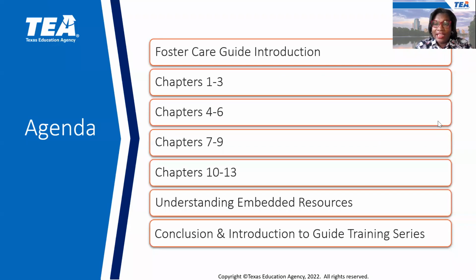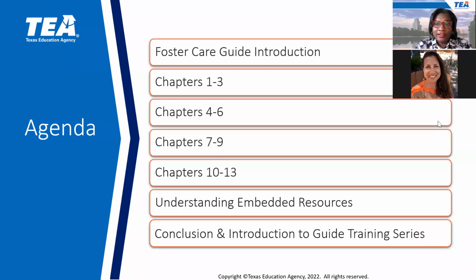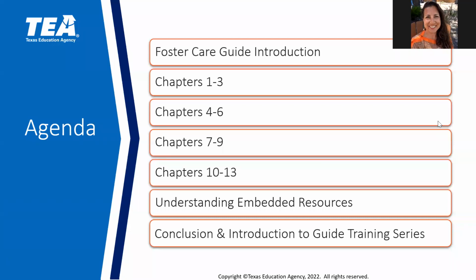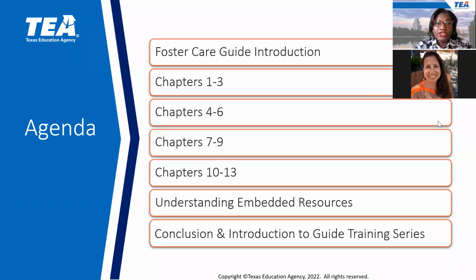Our agenda today, we will focus on our Foster Care Guide introduction. We will also look at chapters 1 through 3 all together. And then we'll focus on the next part, chapters 4 through 6. Then we will look at chapters 7 through 9 and then chapters 10 through 13. The guide has 13 chapters. We will also help you understand the embedded resources. And then at the end, we will have the conclusion and introduction to the training series. So we'll let you know when the next series will happen.